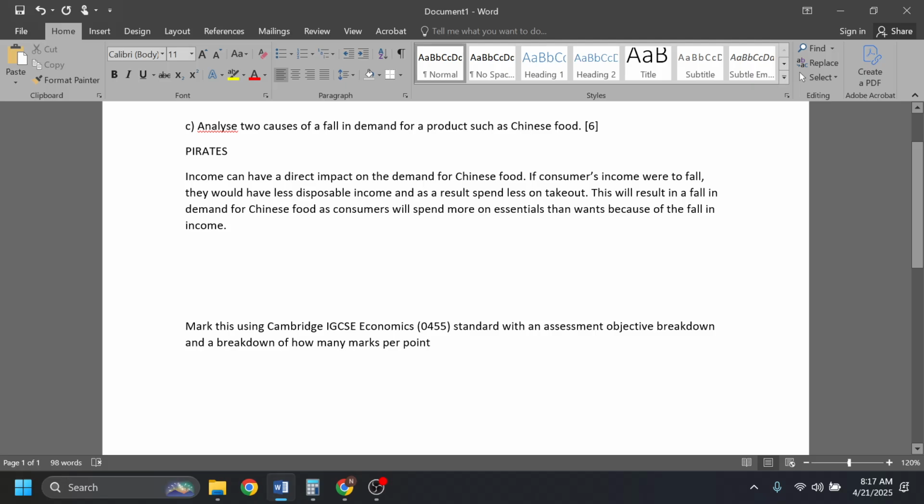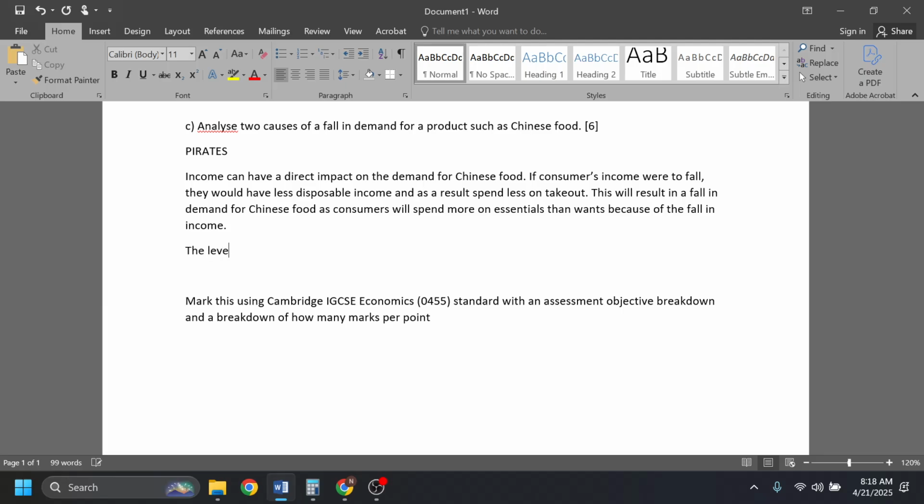Price, potentially. We can use substitutes again. We can do advertising. We can do tastes. We can do external shocks. I would say let's do advertising. The level of advertising can have an effect on the demand for Chinese food.